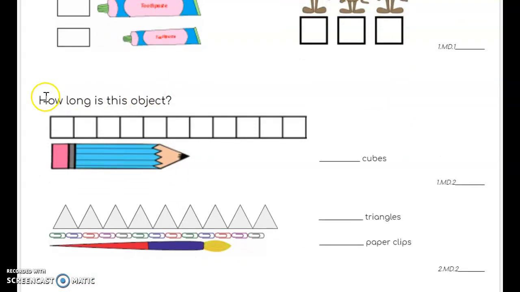Our next section says, how long is this object? For my first section here, I have a bunch of cubes. They are stuck together so you can measure using cubes. So look at that pencil, and then over here, you're going to count how many cubes long this pencil is. When you figured out how many cubes long the pencil is, you're going to write that number right here, next to the word cubes.